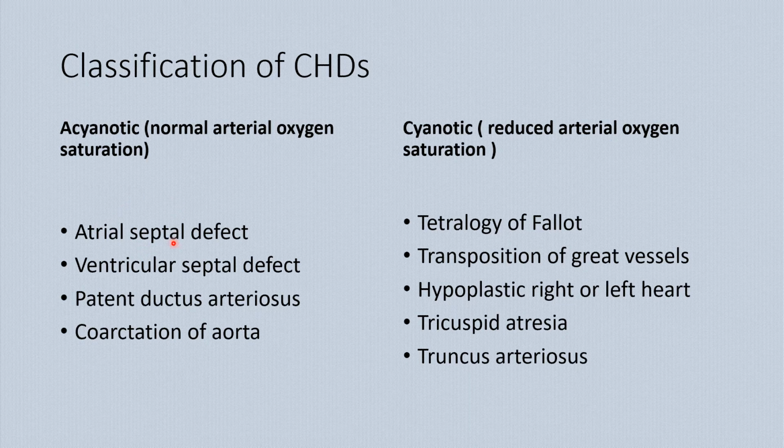Acyanotic heart diseases are more common, and the more common among them are atrial septal defect, ventricular septal defect, patent ductus arteriosus, and coarctation of aorta. On the other hand, cyanotic heart diseases comprise almost 15% of total congenital heart defects, and the commonest among them are tetralogy of Fallot, transposition of great vessels, hypoplastic right or left heart, tricuspid atresia, and truncus arteriosus.